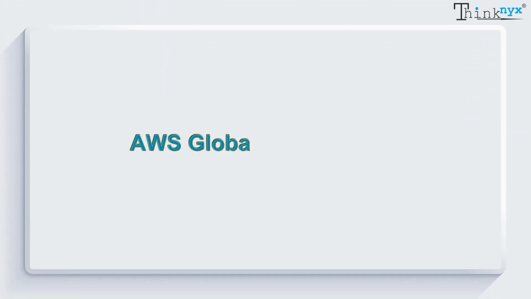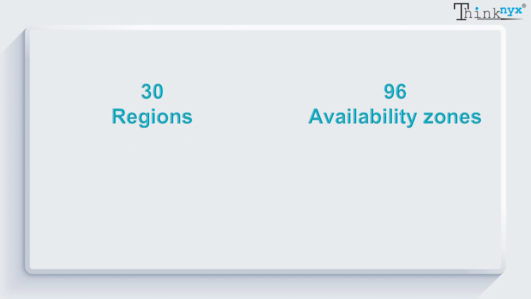Let us now talk about AWS global infrastructure. At the time of the recording, AWS spans 96 availability zones within 30 geographical regions all around the world. It has 25 local zones. So let us understand what these regions, availability zones, and local zones are.